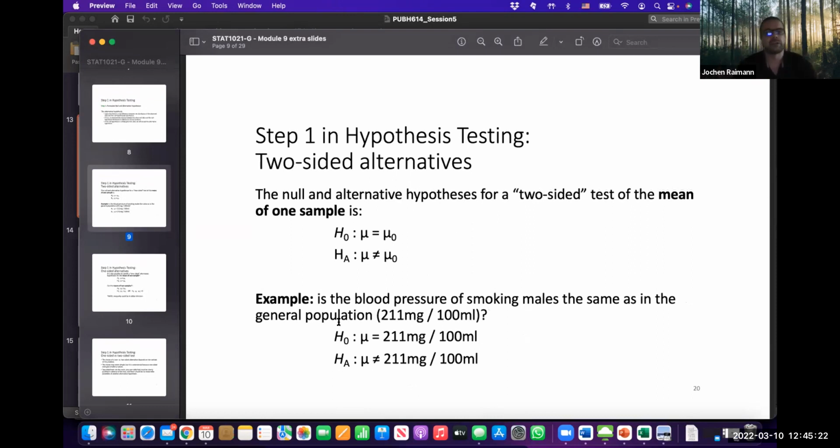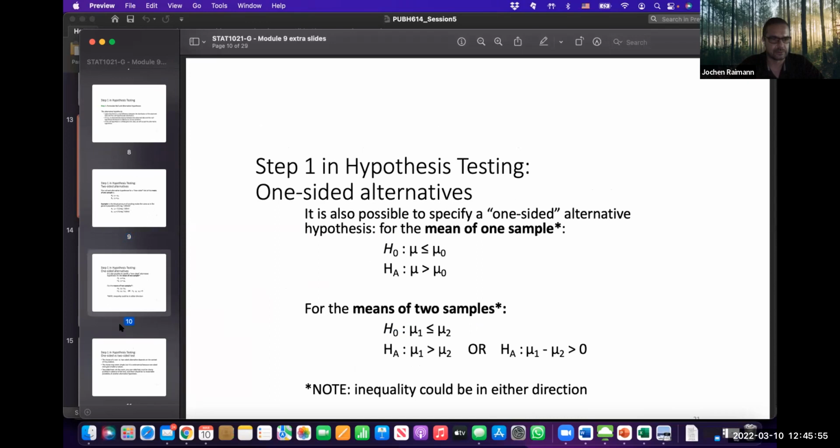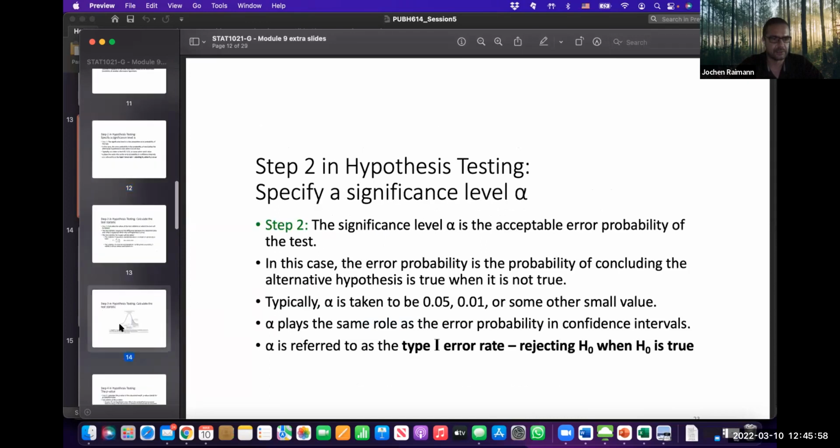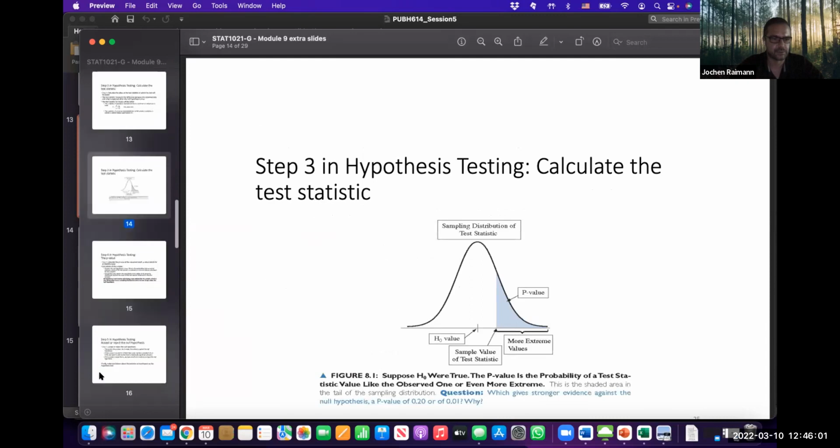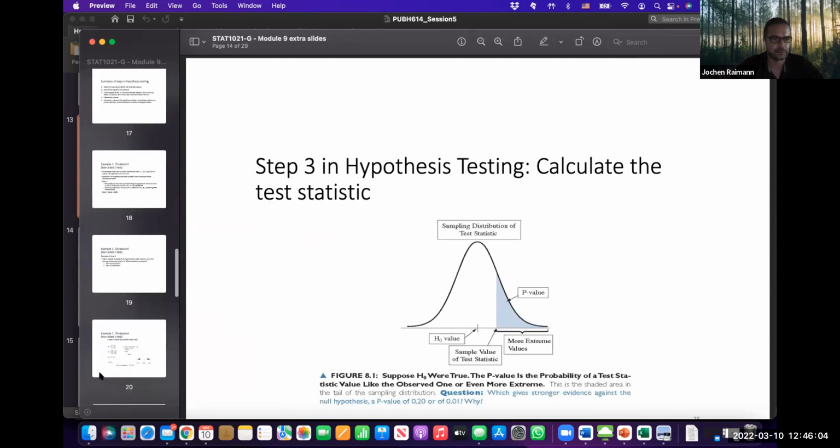So we have a null and an alternative hypothesis, right? Our null hypothesis: the sample mean is equal to the population mean, mu0. The question at hand is actually not blood pressure, it's cholesterol. That's a typo. Is the cholesterol of smoking males the same as in the general population, assuming the general population's cholesterol level is 211 milligrams per deciliter, or 100 milliliters? Let's skip the one-sided case. This is in line with the slides Professor Johnson presented in the recorded lectures.